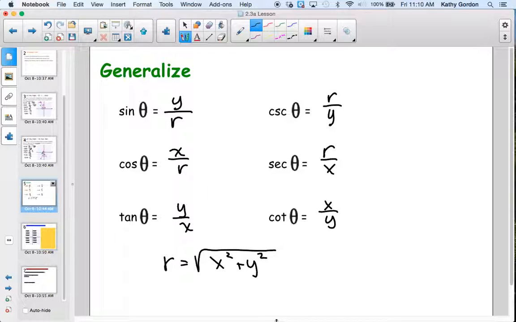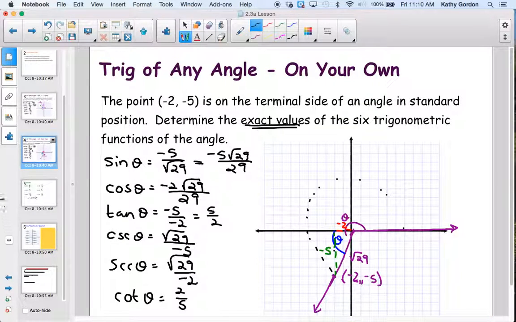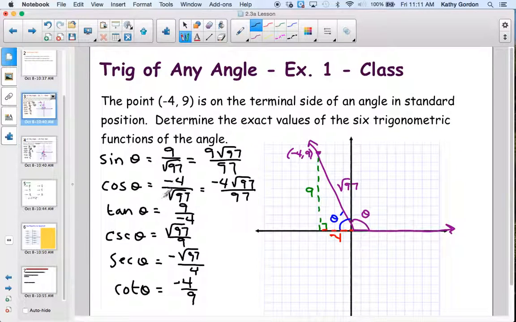Now, based on that, we can also talk about what kind of sign our trig functions are going to have in terms of being positive or negative. Okay? And that's important because they change by quadrant. In a right triangle, everything was always positive. Okay? But as we saw here, if we keep in mind that there are negative coordinates there for x and y, then it is possible to get some of our trig functions to actually be negative answers.